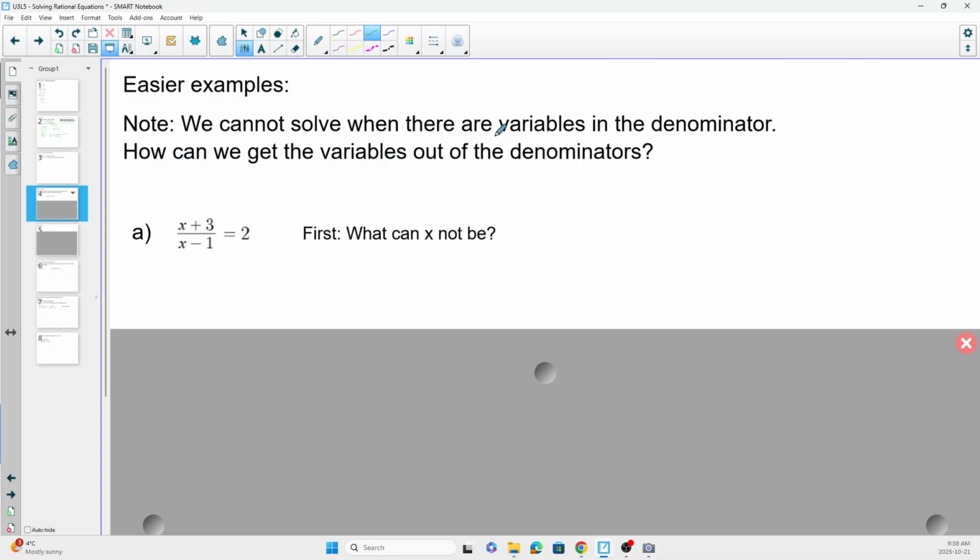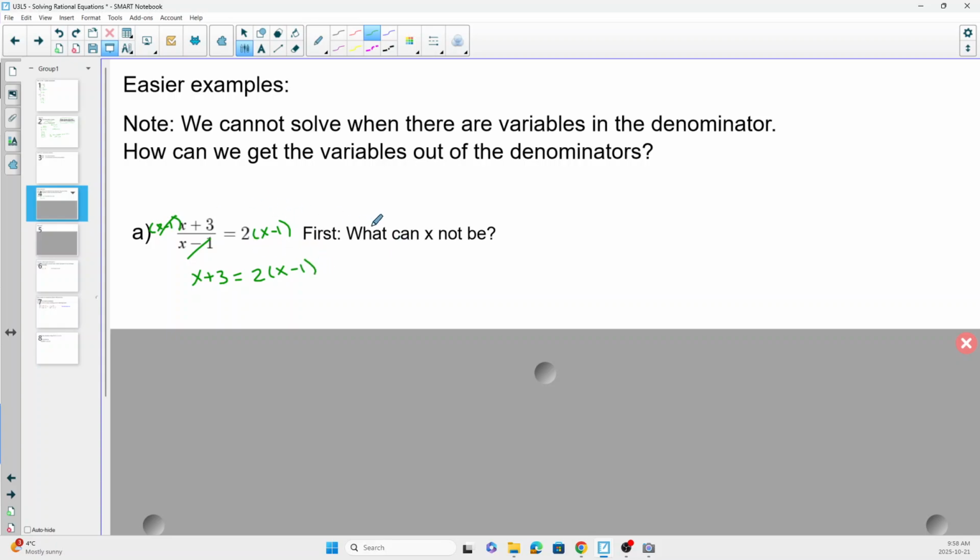Again, we cannot solve when there are variables in the denominator. How do we get the variables out of the denominator? The exact same way we get anything out of a denominator, and that's using our inverse operations. So if this is x plus 3 divided by x minus 1, let's multiply by x minus 1 on both sides. Okay, if we do it on one side, we've got to do it on the other because I want those to cancel out. So now I have x plus 3 is equal to 2 times x minus 1.